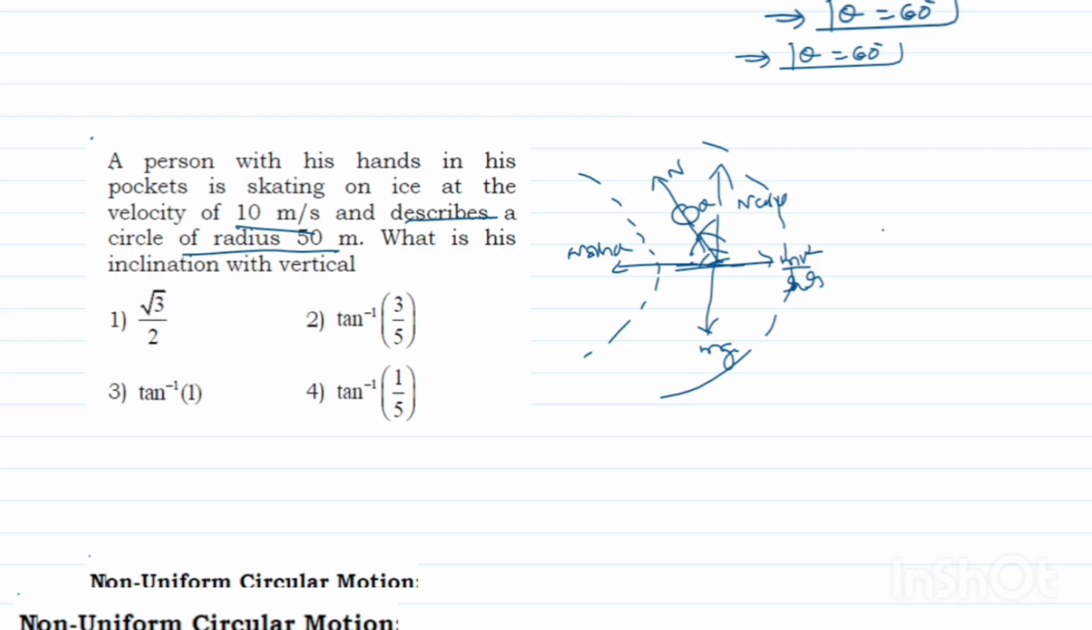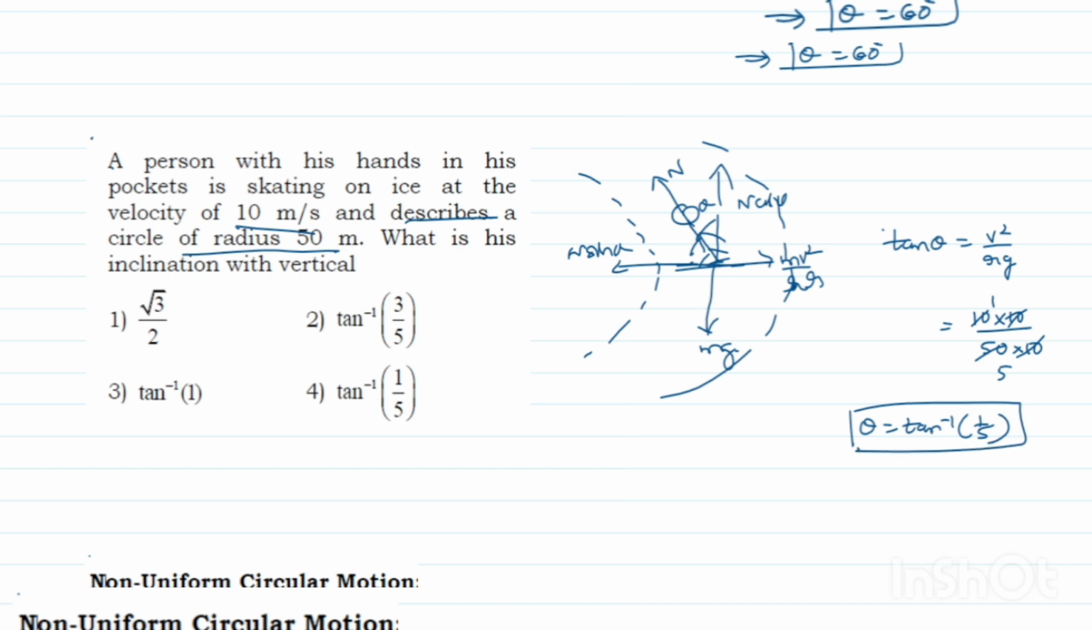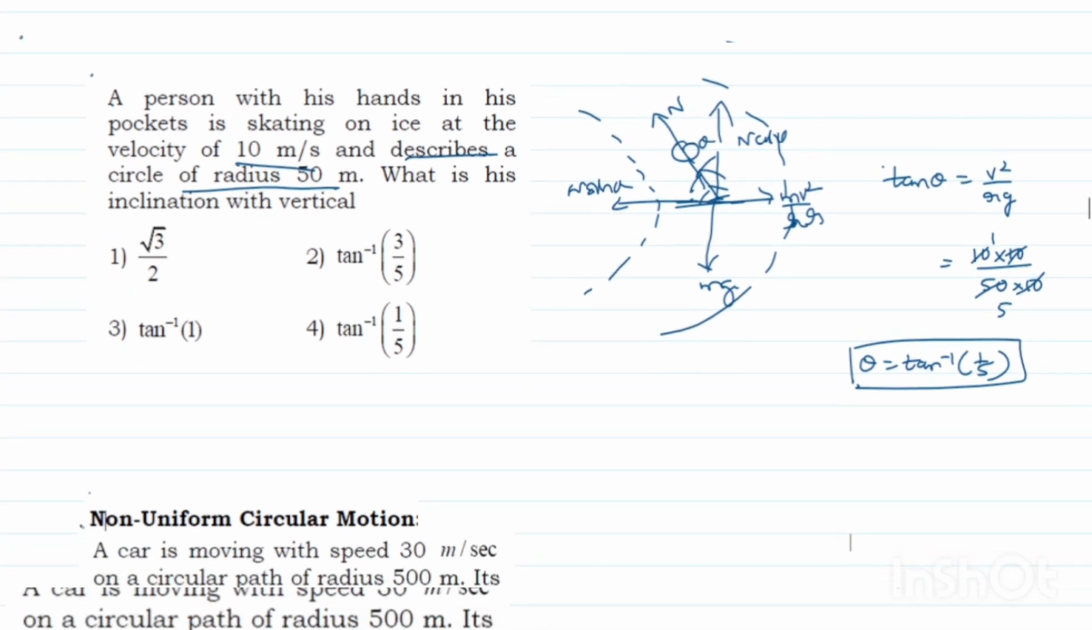So when you are simplifying the horizontal and vertical components, we will be getting tan theta equals v square by rg. So the speed is given as 10 meter per second, 10 into 10, by the radius value, which is given as 50 into 10. So here the 10 gets cancelled, and we get 1 by 5. So theta equals tan inverse of 1 by 5. So these are the banking angle questions, students.